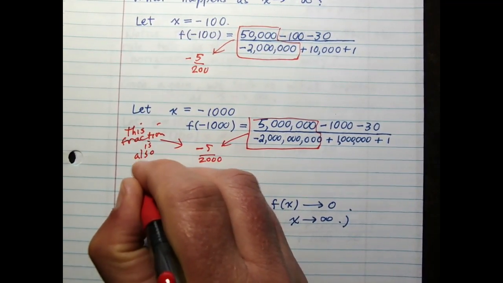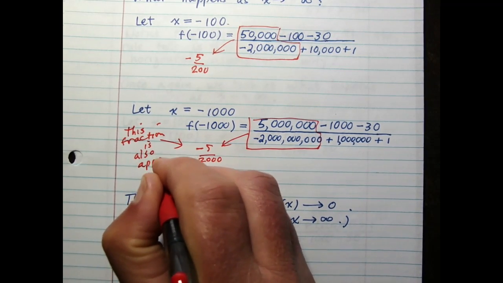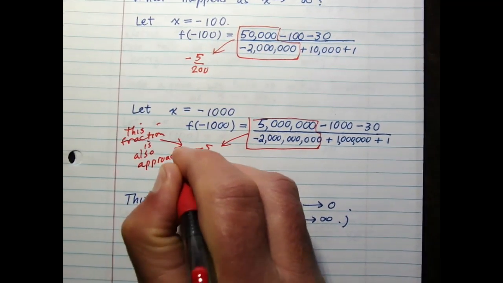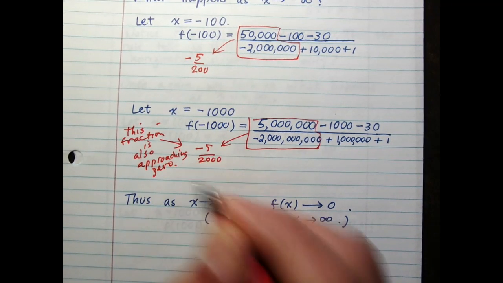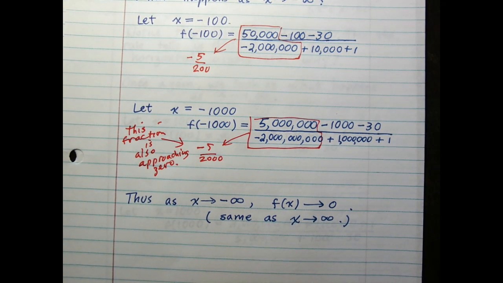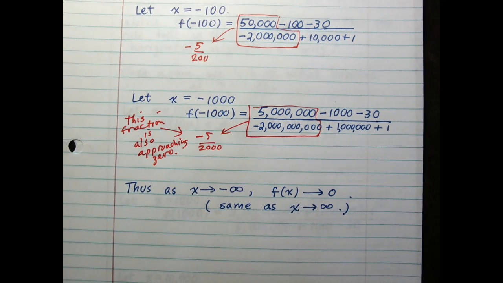So whether x is positive or negative, whether x is approaching infinity or minus infinity, the function values are approaching 0, and that means y equals 0 is a horizontal asymptote, or the x-axis.